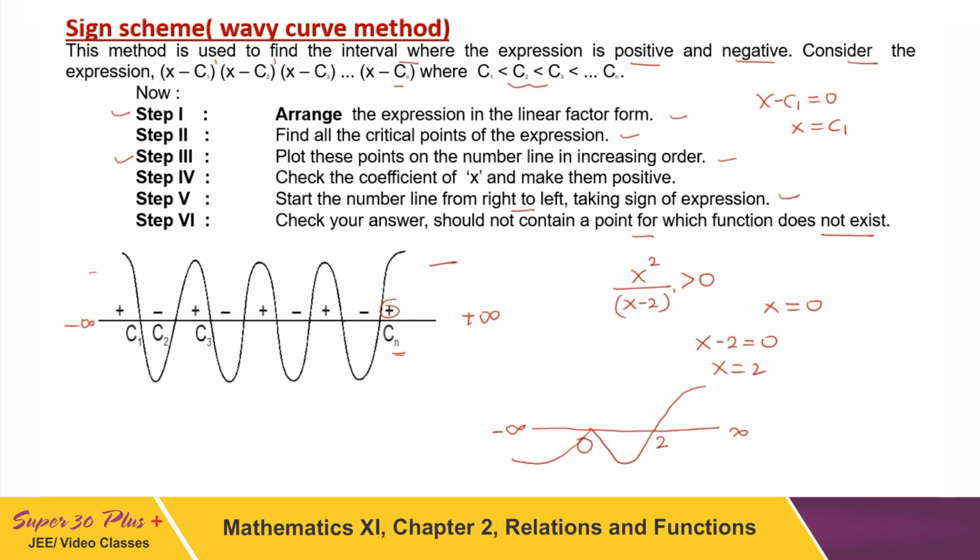This is the plus infinite. The region above the number line is the plus region, and the region below the number line is the minus region. Then what is the answer? The answer for the positive region is 2 to infinity. This expression is always positive if x belongs to 2 to infinity, excluding 2, because as we know, the denominator can never be 0.